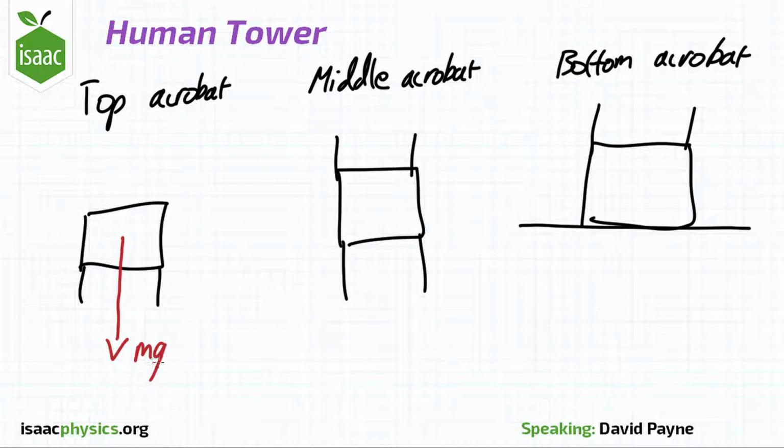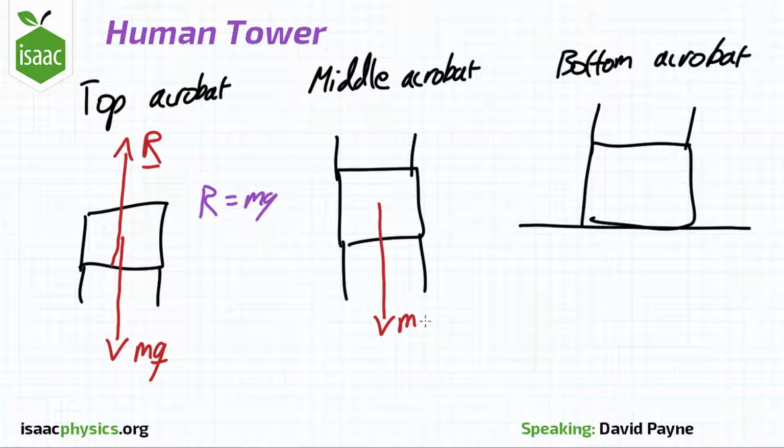We know that there are only two forces acting on this acrobat: his weight, mg, and the reaction force from the middle acrobat, which we found in the last part of the question. It was equal to mg. Now let's consider the middle acrobat.